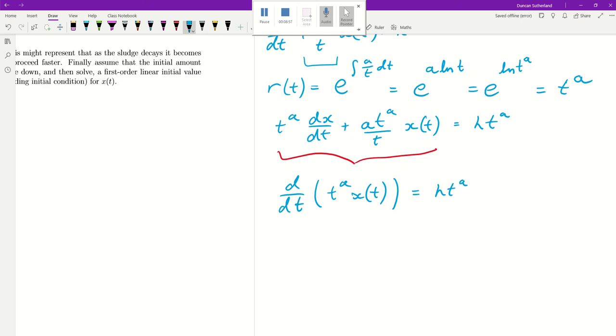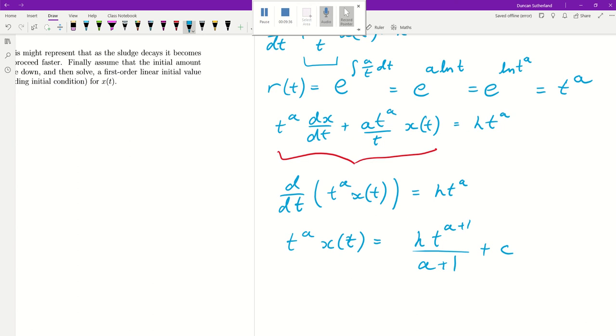This side can be integrated with respect to t, the left-hand side, and the right-hand side is trivial to integrate with respect to t. So let's go ahead and do that integral. Let's integrate this bit to get t to the a x of t equals, integrate this side with respect to t, we add 1 to the power and divide by the new power. So that is k t to the a plus 1, that's adding 1 to the power, divide by the new power, a plus 1, and we've got to account for a constant of integration, plus c.